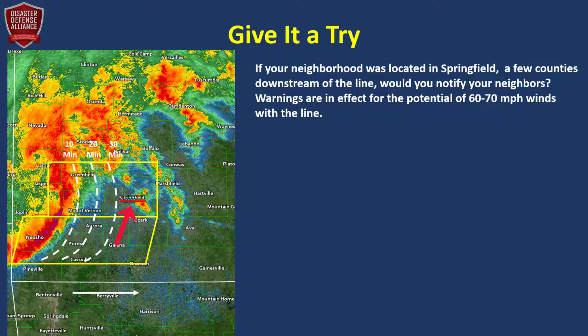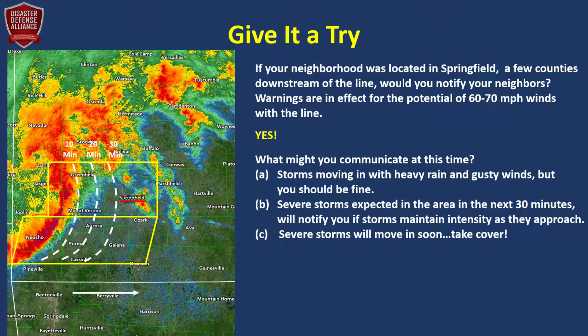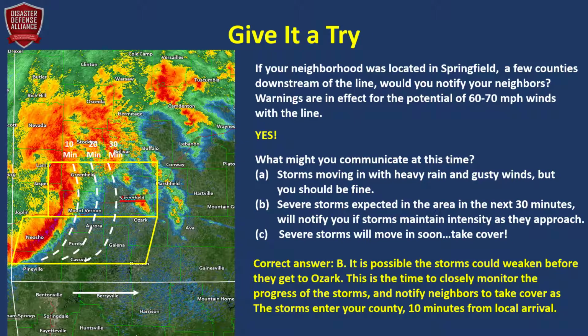Would you notify the neighbors in this case? The answer is yes. Definitely notify them that a warning is in effect and that the line of storms is approaching the neighborhood. But what would you indicate to them? Should they take immediate cover? Probably not yet, since the storms are still 20 to 30 minutes away, and the line could weaken before getting to Springfield. In this scenario, answer B is best, in which you closely monitor the line's progress, notifying neighbors to take cover when the line gets within 10 minutes of Springfield.